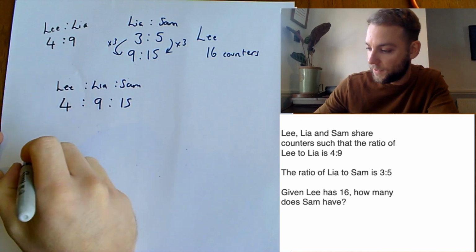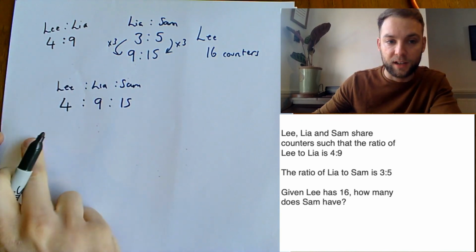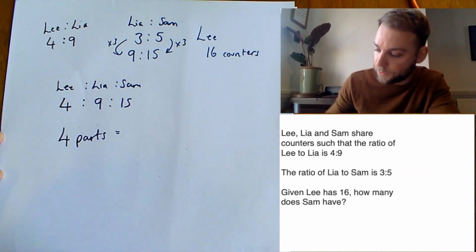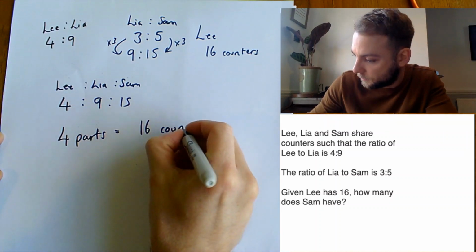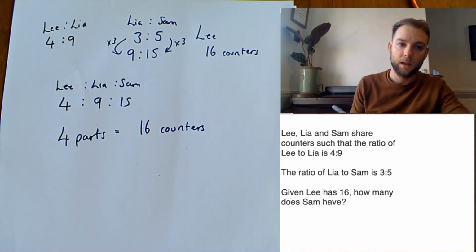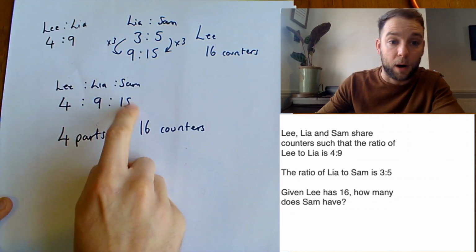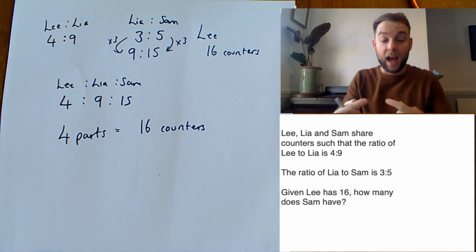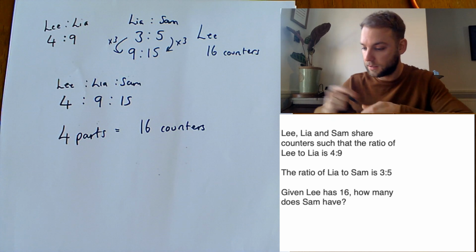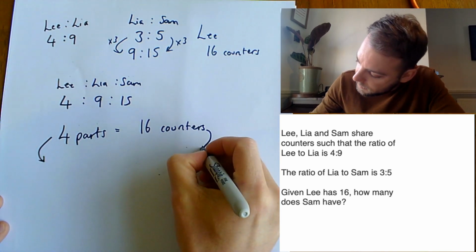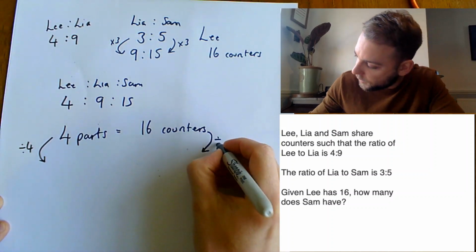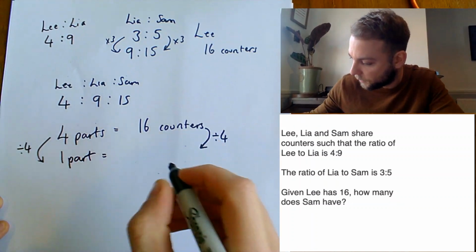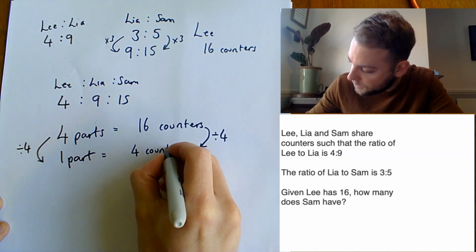So my starting point for this is the amount of parts which Lee has is equal to this one. So I know that 4 parts is equal to 16 counters. I've combined these ratios, so I need 15 parts. To do that, I'm going to divide this to get 1 part, and then times it again to get the 15 parts. So I'm dividing this by 4, dividing this by 4 to get 1 part. So 1 part is equal to 16 divided by 4, which is equal to 4 counters.